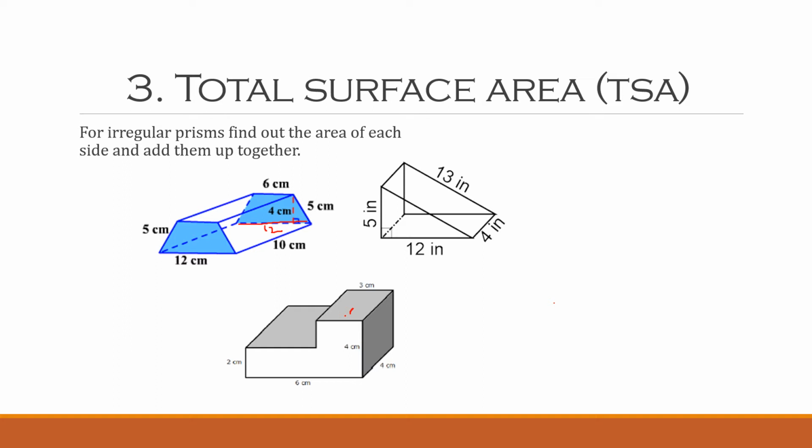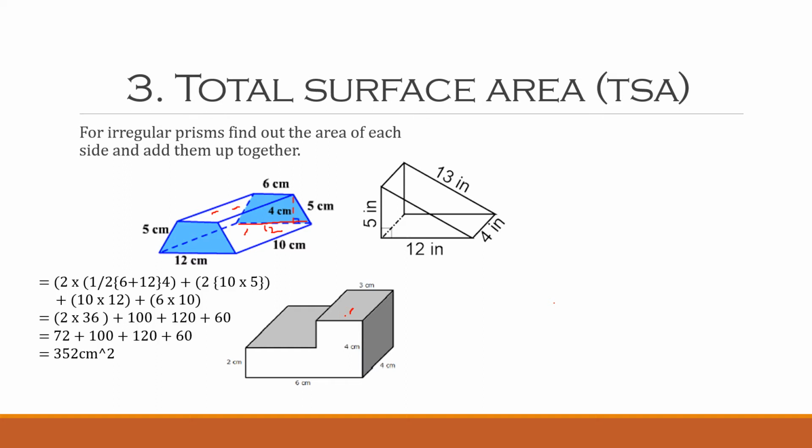We will add the answer to 10 into 12, which is 120. Then to find out the area of the top rectangle, we will be multiplying 6 and 10 together. So we will be adding 60 to the total which we have right now, and then to give us the area of these two parallelograms on the sides, we will be multiplying 10 into 5 and we will be multiplying the answer by 2. So I have the calculation written out here.